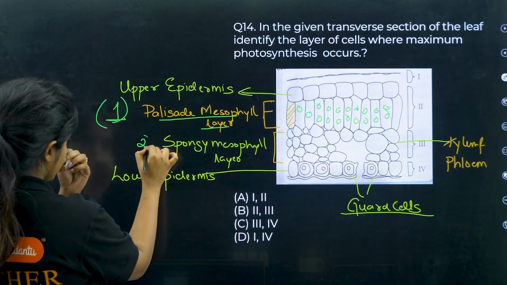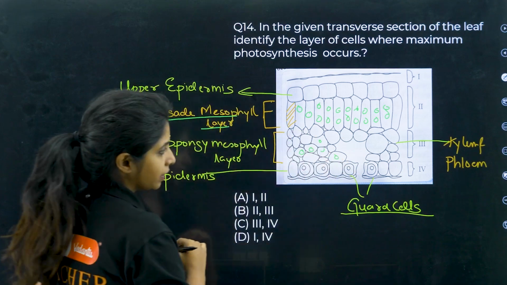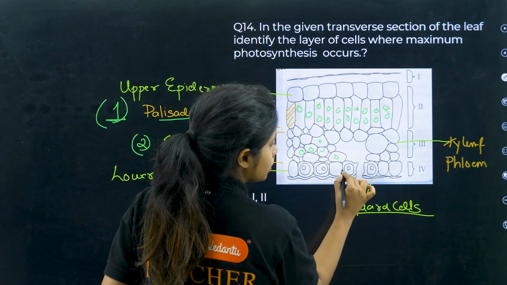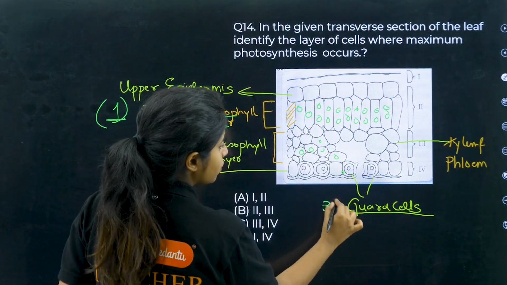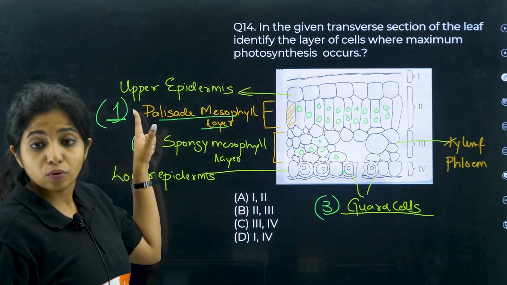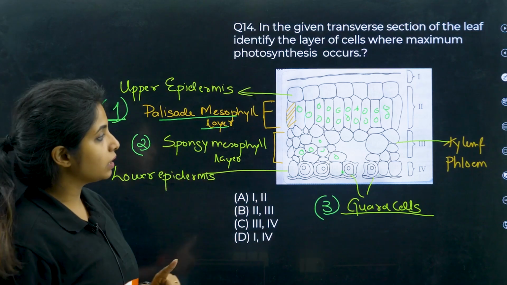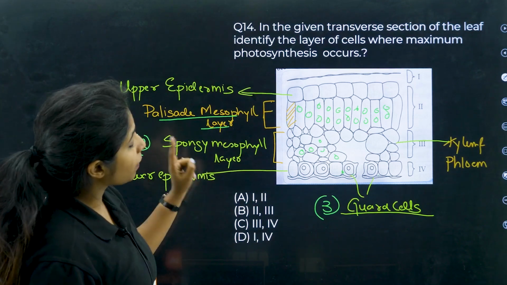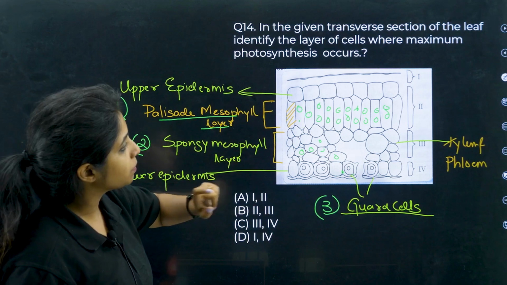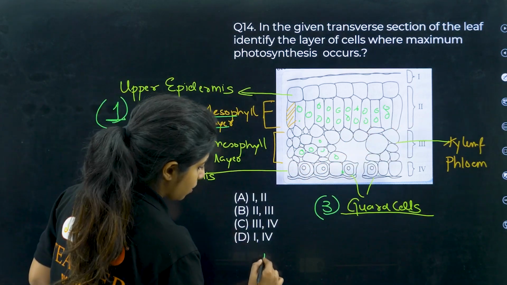Second rank goes to spongy mesophyll because they also have chloroplast. Third rank goes to guard cells because they also have chloroplast, but the amount of chloroplast will be comparatively lesser. So the first one which has the most is palisade, then spongy mesophyll, then guard cells. Okay, so where does the maximum amount of photosynthesis take place? In palisade mesophyll, which is labeled as number 2. So number 2 is one correct answer.